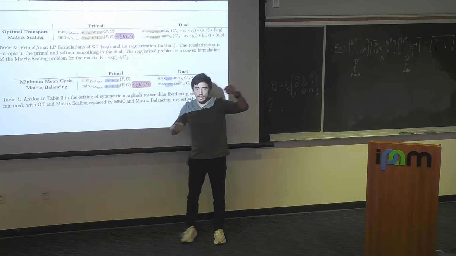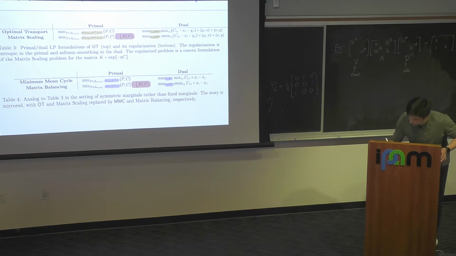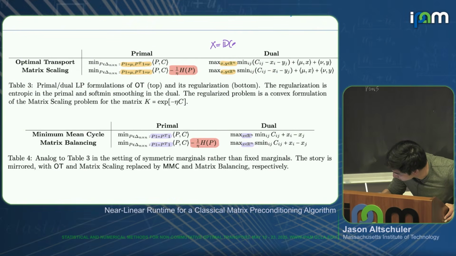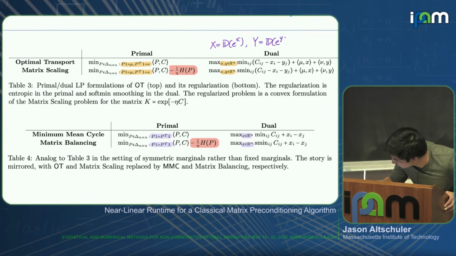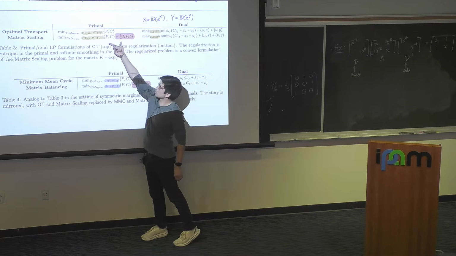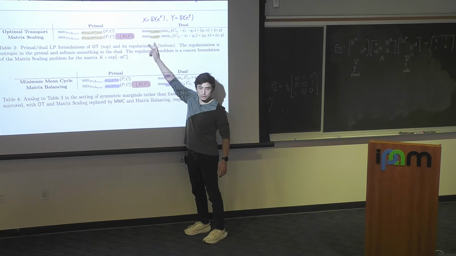So these vectors x, if you exponentiate them appropriately, then the matrices you want are exactly these diagonals. Okay, so the point is basically, if you solve the primal, you get the entropic OT. If you solve the dual, you get the balancing. These are linked through KKT conditions.